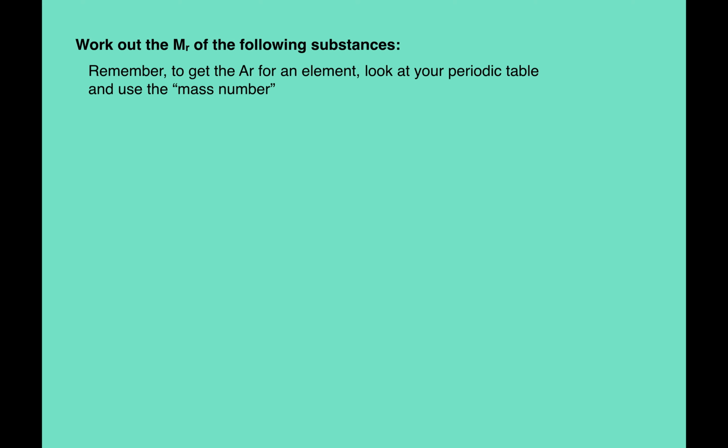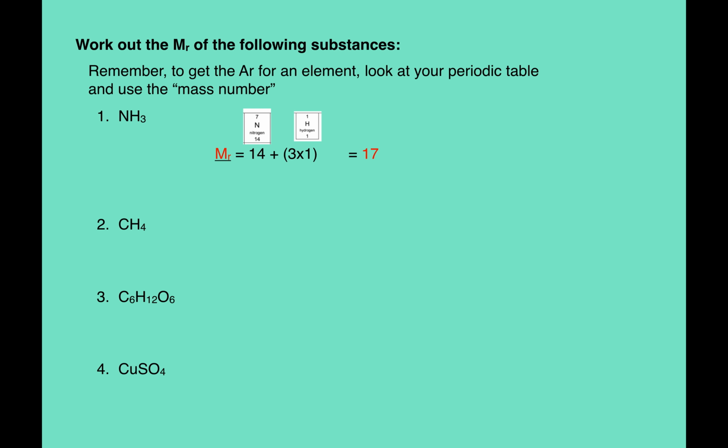Okay, so here's a few practice questions for you. You get the Ar for the element from the periodic table and you use the mass number. It's the mass number that you use, the bigger number of the 2 in each of the boxes. So in the case of ammonia, for example, we've got a nitrogen and 3 hydrogens. What's the relative atomic mass of nitrogen? 14. Hydrogen, 1. But I've got 3 of them. So 14 plus 3 times 1, 17.